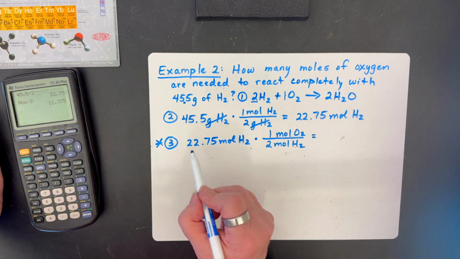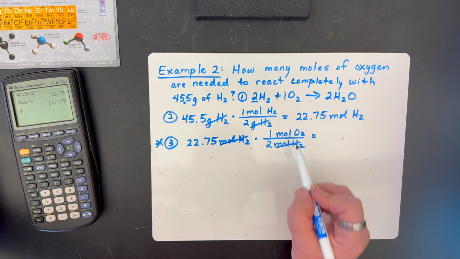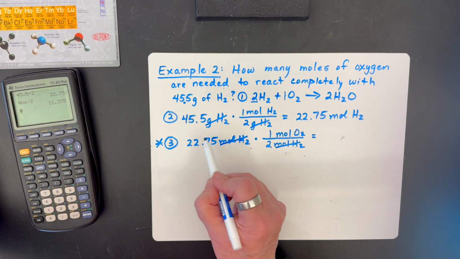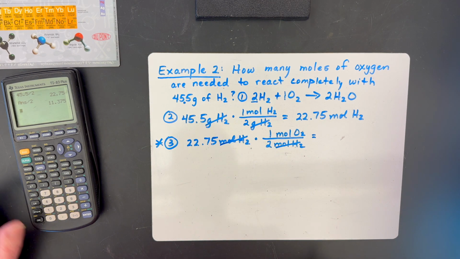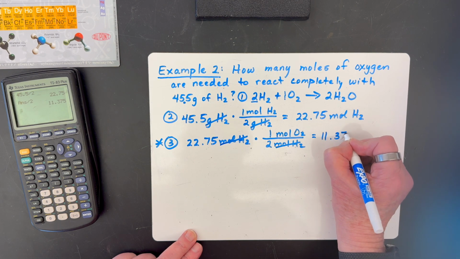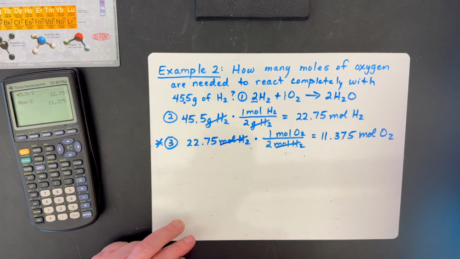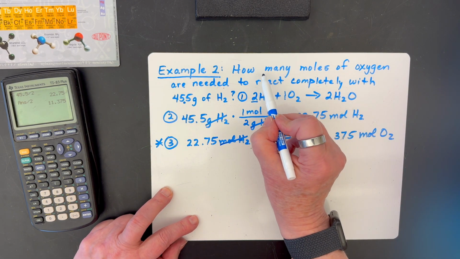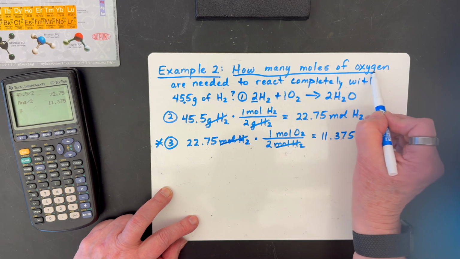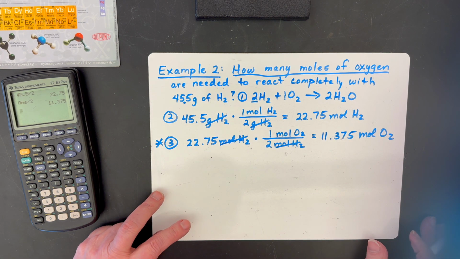So we're going to end up taking our moles. This unit cancels. We're going to be left with moles of oxygen. So we're going to have this number times 1 divided by 2, which equals 11.375 moles of oxygen. Well, we were asked how many moles of oxygen. So we're done. We don't have to do our last step and change it to grams or anything else because we were asked for moles.